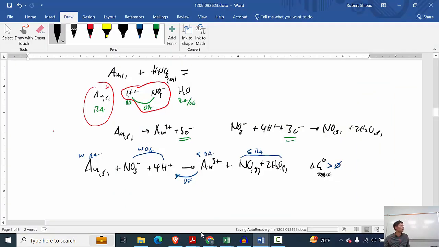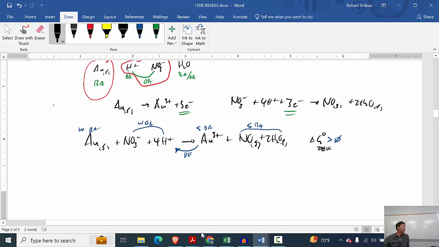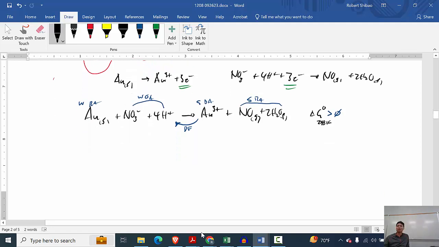We're not going to calculate the number. We're just going to leave it. That means, are you going to successfully dissolve gold in nitric acid? No. We need something more powerful than nitric acid. But let's say we don't have, do we have a more powerful acid? We do, but not in the laboratory. So we're stuck with nitric acid.